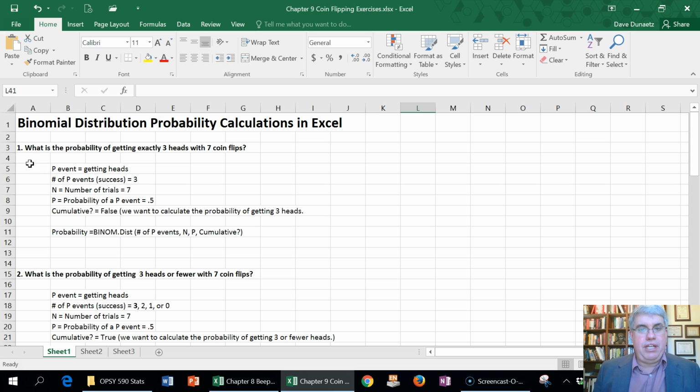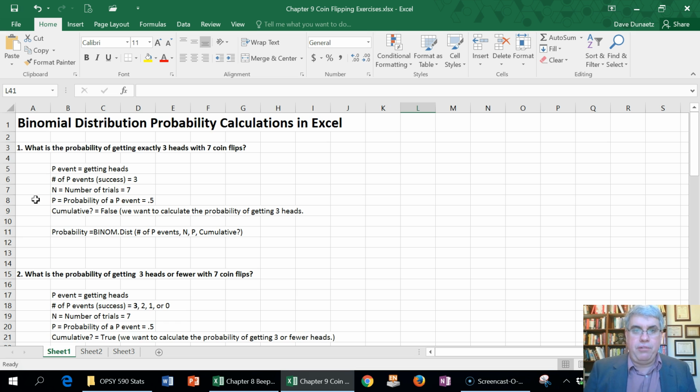Now, we always need to keep track of what the outcomes are, what our P events are, and the P event is going to be getting heads. So it's not going to be getting tails, it's getting heads. The number of P events in this first question that we're interested in is 3, so getting 3 heads, and the number of trials is 7, and the probability P of a P event is 0.5. Getting a heads is the P event with a probability of 0.5.